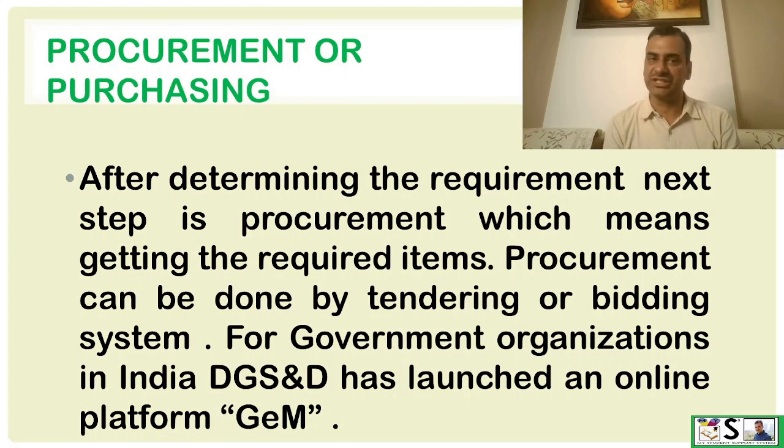Second is procurement or purchasing. After determining the requirement, next step is to procure or to purchase the items. Procurement can be done by tendering or bidding system. For government organizations in India, DGS&D, this is the Department for Supply and Demand, has launched an online platform, GEM, and through GEM, all government institutions are obliged to purchase. They need to purchase all the supplies from GEM, that is Government E-Marketplace.